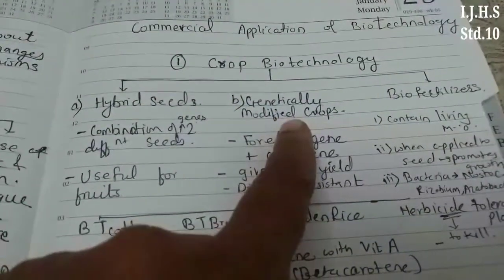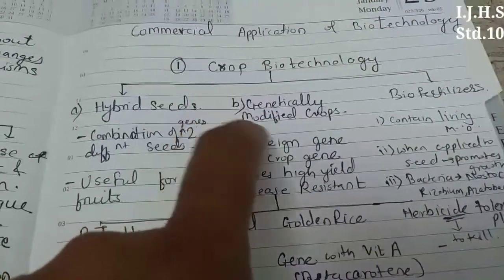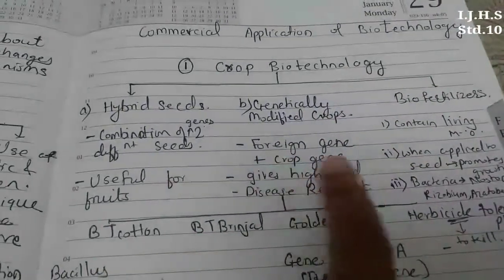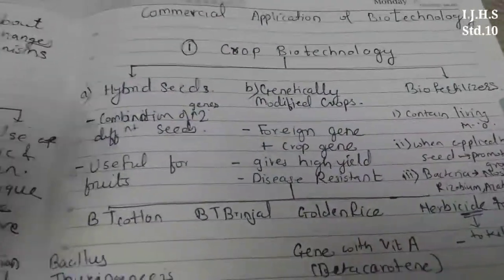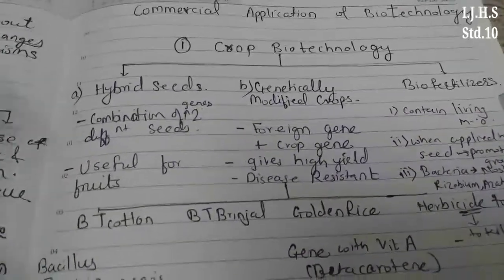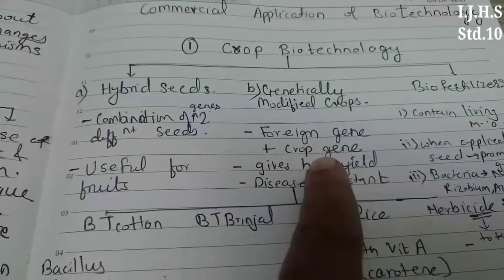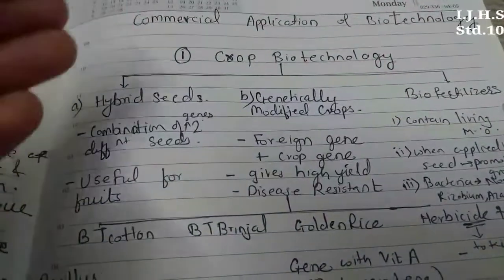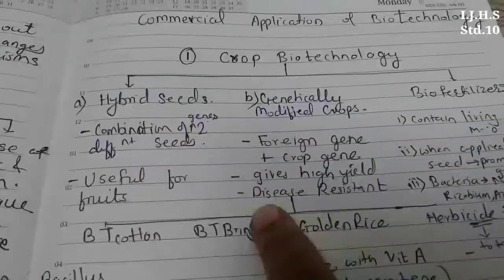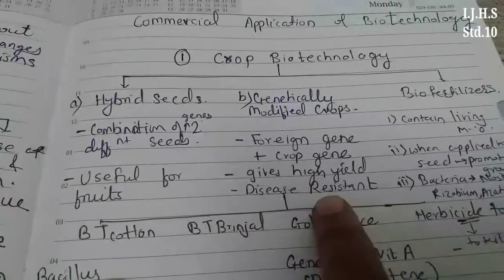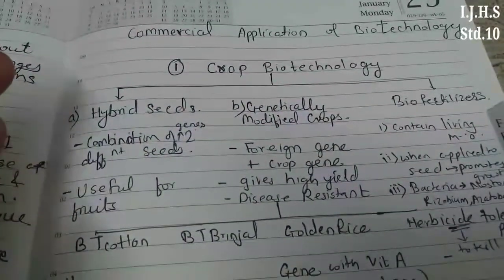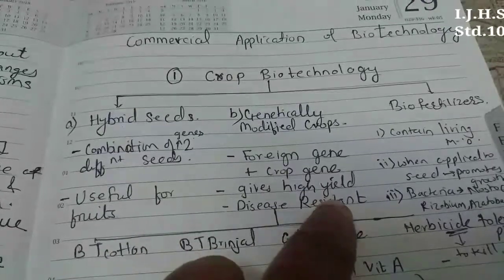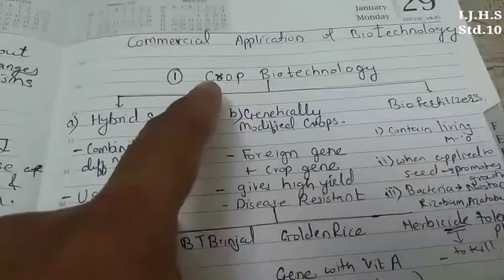Second is genetically modified crop. The name itself suggests that the genes are modified in the crops. For example, the foreign genes. Foreign genes means the genes for the characters which we want in that crop plant. That gene and the crop genes are hybridized together to form a high yield crop plant, and also that crop is disease resistant. Disease resistant means it is disease free, which does not get any diseases. So those disease resistant crop plants are obtained from genetically modified crop plants.